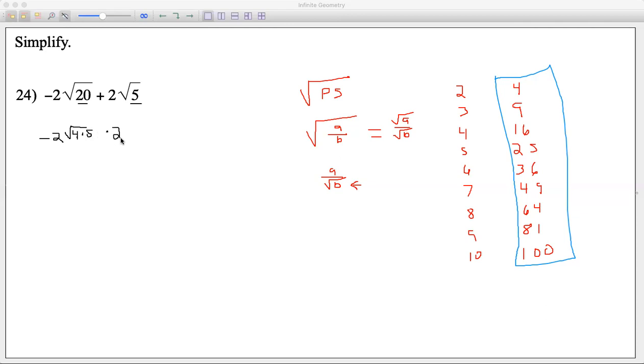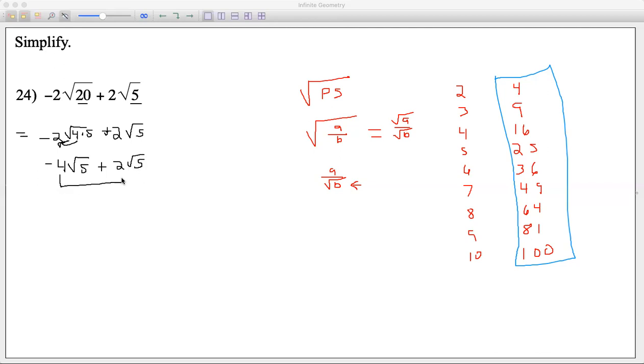On the other side, we have 2 root 5. All right, square root of 4 is 2. 2 times not 2, but 2 times negative 2 is negative 4. So we get negative 4 root 5. Why did I put a times there? I meant a plus. Plus 2 root 5.